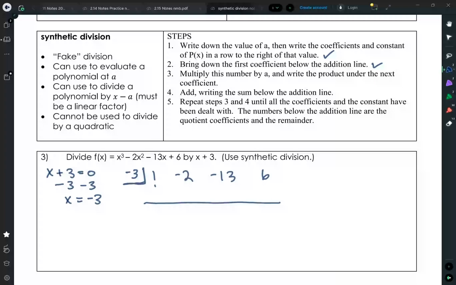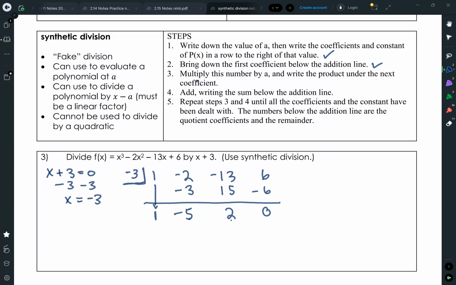Now we're looking at bringing down the first coefficient below the addition line. So my first coefficient's the 1. I want to bring that down and write a 1. Now I multiply it by a, so that means 1 times negative 3. Write it underneath the next coefficient. 1 times negative 3 is negative 3, and then I add. Negative 2 plus negative 3 is negative 5. Then I multiply again. Negative 5 times negative 3 is positive 15. And then I add, I get 2. Multiply again. 2 times negative 3 is negative 6. And I add, and I get a remainder of 0, which means I have a factor.